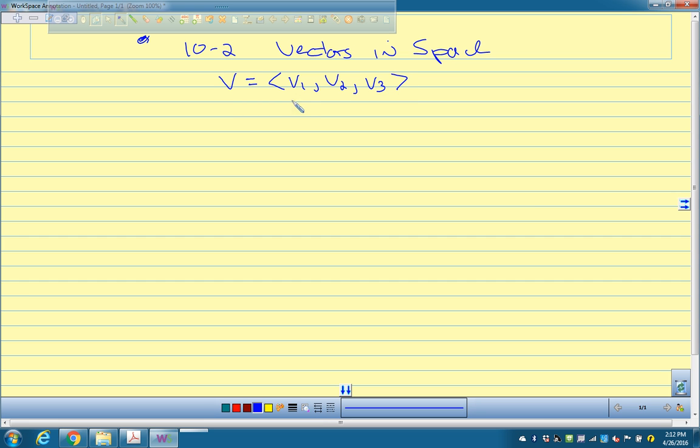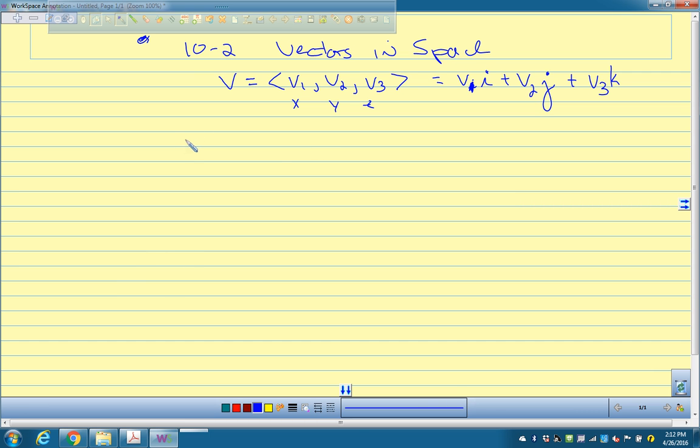So this is like the x component, this is like the y component, and this is like the z component. Another way you can write the same thing is v1 in the i direction plus v2 in the j direction plus v3 in the k direction. I'm not very good at drawing cursive k's, so I'm going to just draw it like that. Okay?